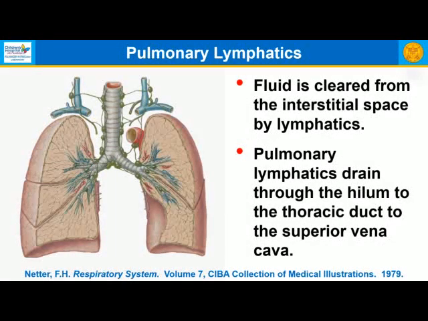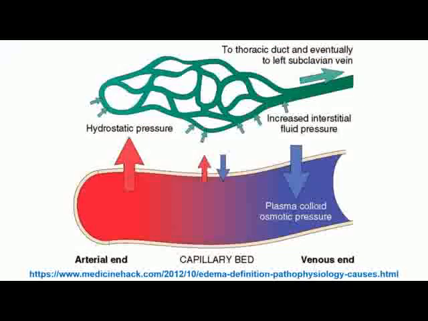So we've now talked about lymphatics. Fluid is cleared from the interstitial space by lymphatics. Pulmonary lymphatics drain through the hilum to the thoracic duct to the superior vena cava. Right, so basically the situation is like this in tissues, including the lung. We have blood coming from venous through capillary bed to the arterial end, but some fluid eventually leaks out into tissue, and this is taken up by the lymphatic system.